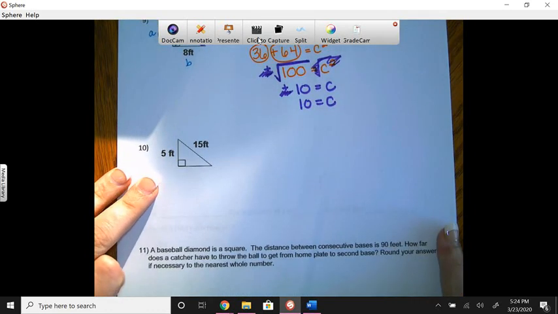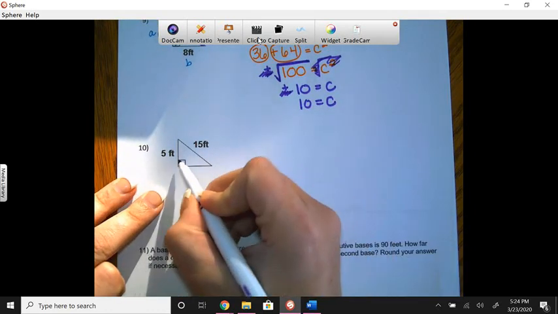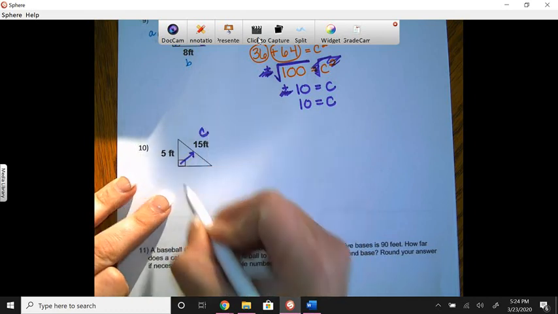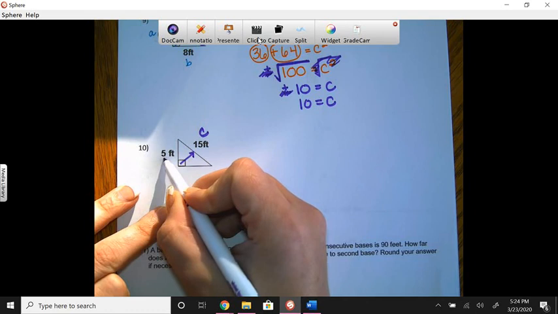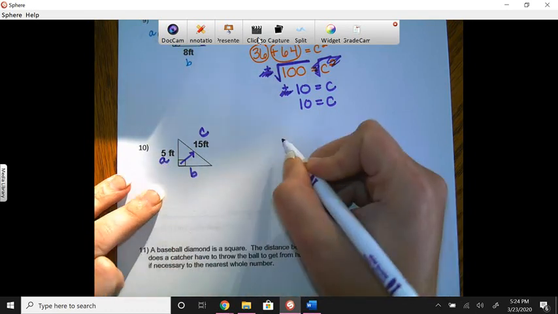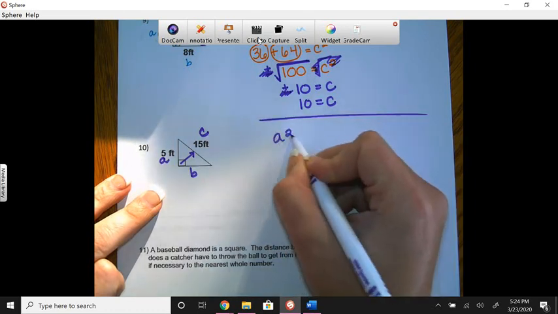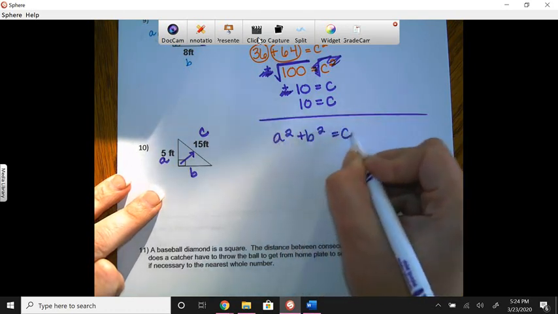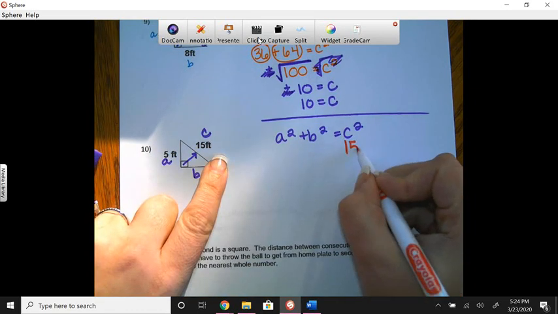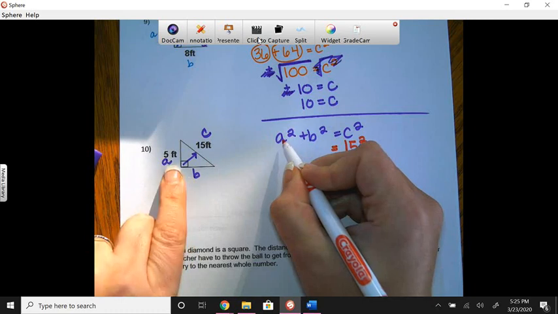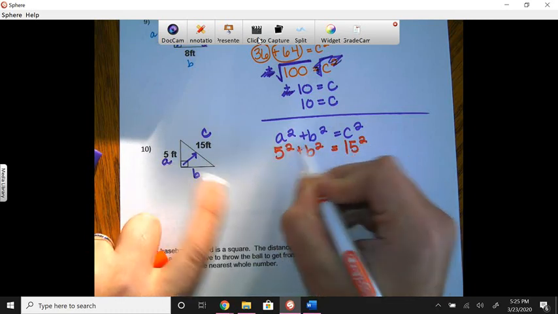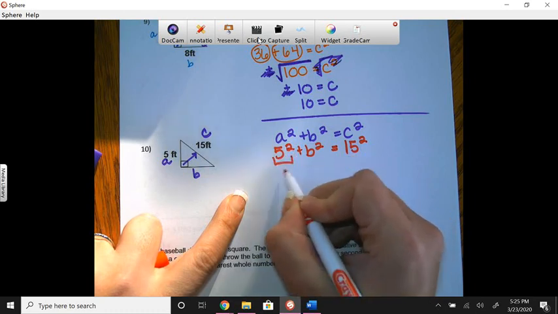Okay, so if we look at example 10, again we have a right triangle. The side that is opposite must be C. I'm going to have this be A and this be B. It does not matter which one is which. So we have A squared plus B squared equals C squared. So our C value, we're going to enter 15. The A or the B, it doesn't matter, is 5. We're going to go ahead and simplify. 5 squared is 25.